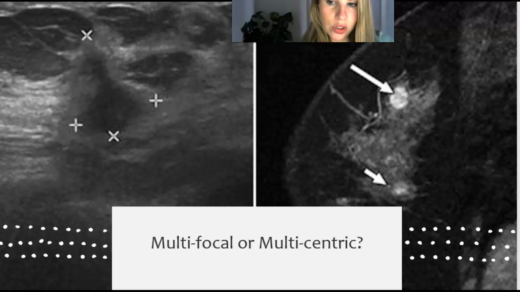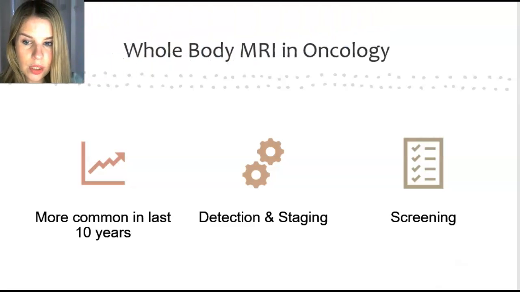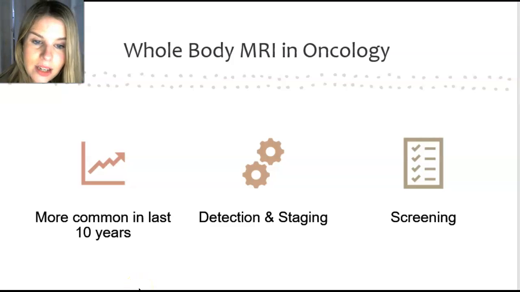Okay, so moving on to the last part of the lecture, which is whole body MRI in oncology. So MRI is obviously an attractive modality. It's highly sensitive, there's high soft tissue contrast, and there's the absence of ionizing radiation. So naturally, people have considered its role in imaging the whole body.